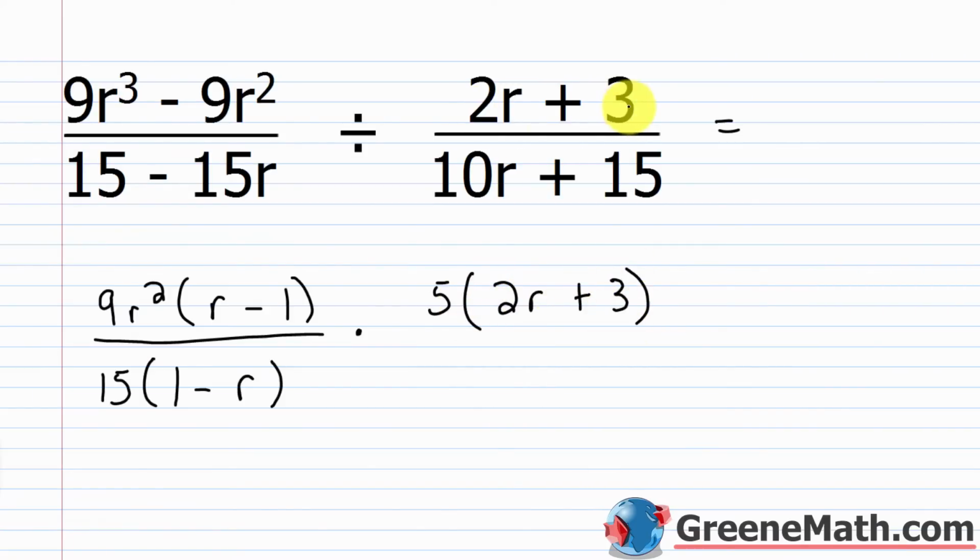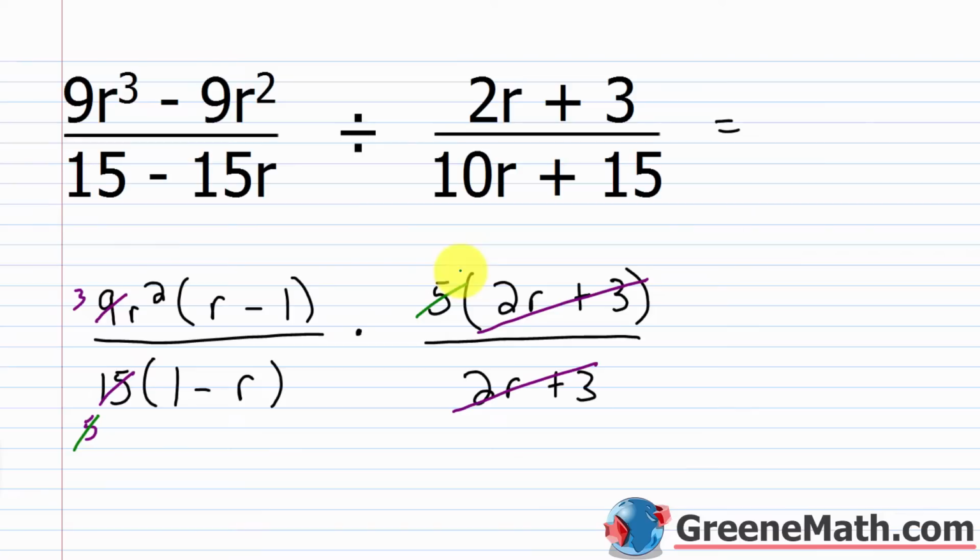Now, this 2r plus 3 would come into the denominator down here. And now I can look and see what I can cancel. So the obvious ones, 2r plus 3 with 2r plus 3. And then the 9 with a 15, each is divisible by 3. So this would be 5, and this would be 3. Now, we could also cancel this 5 with this 5. And so this is completely canceled. This is now a 1.